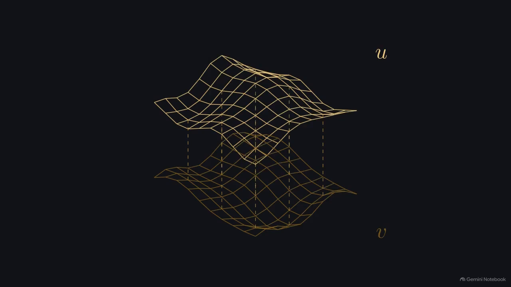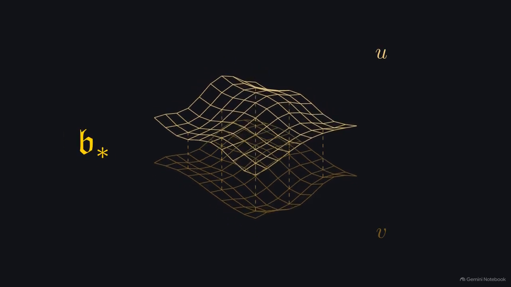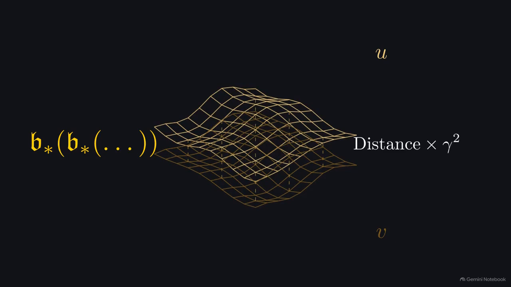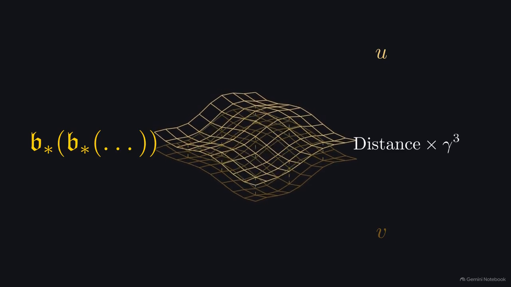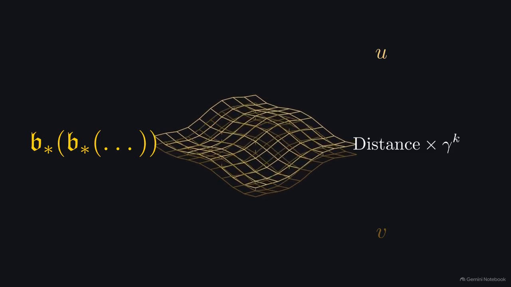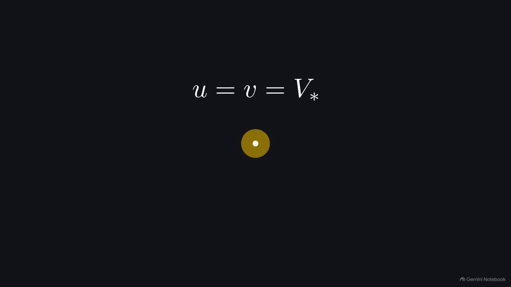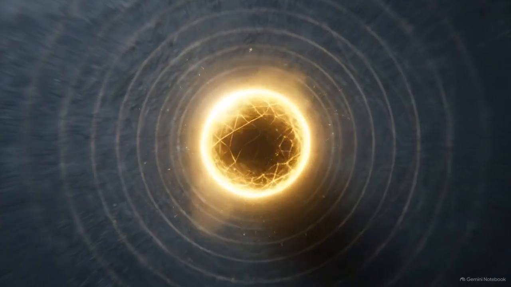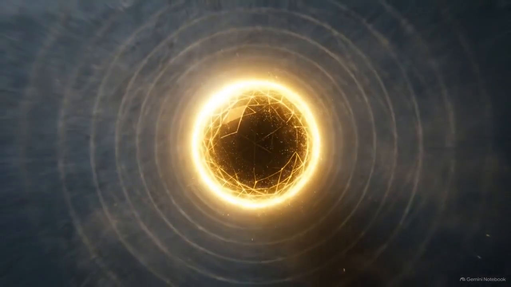You can begin the process with two completely different, arbitrarily initialized value functions. Apply the optimality operator once, and the distance between those functions is reduced by the factor of gamma. Apply it continuously, and the surfaces are drawn closer with every iteration. Since gamma is less than 1, this loop drives the distance toward 0. The surfaces converge until they occupy the exact same coordinates, reaching the unique fixed point of the Bellman equation. If this operator always brings the space together, what is the specific point it is forced to find?